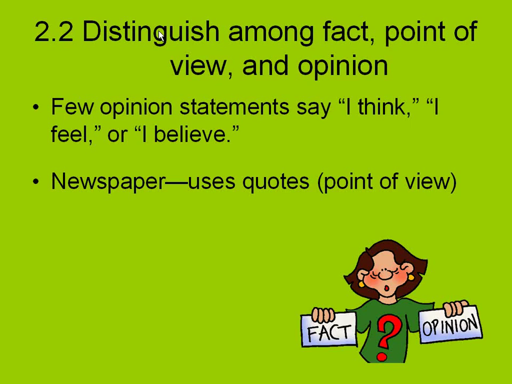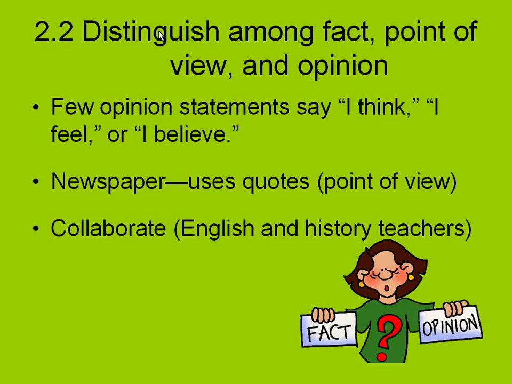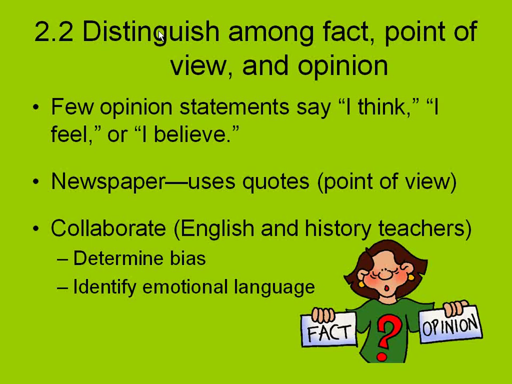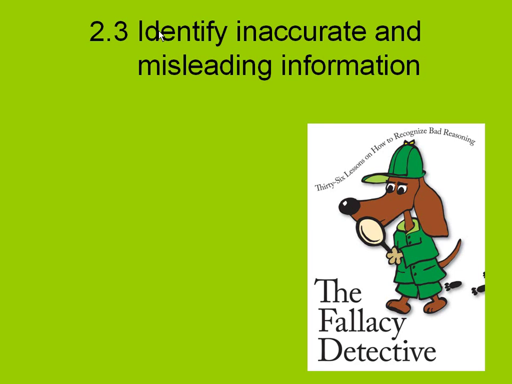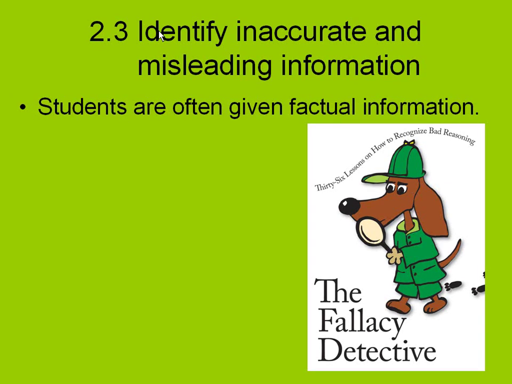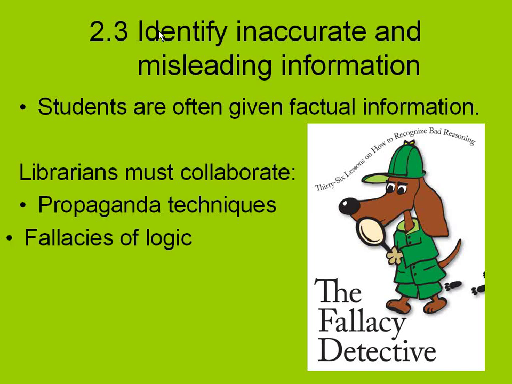Teachers might use newspapers in order to show how quotes can show a point of view. Librarians should collaborate by providing newspapers and also by making sure that students are taught to determine bias and to identify emotional language in their English and history classrooms. Librarians must also teach identifying inaccurate and misleading information. Students are often given factual information, and so they must be taught that not everything that they see online is factual. Librarians must collaborate to make sure students can identify propaganda techniques and fallacies of logic.